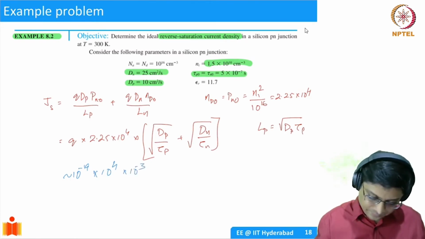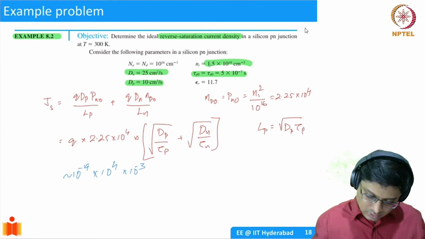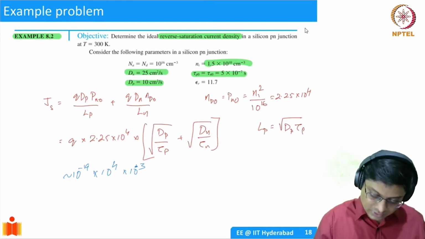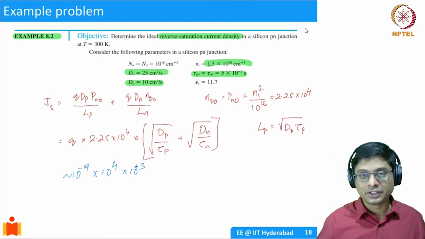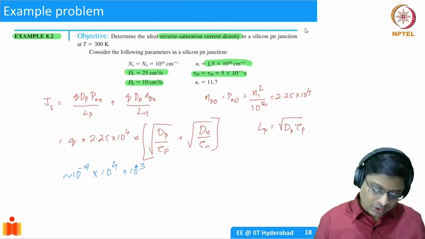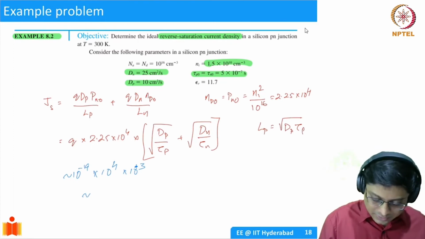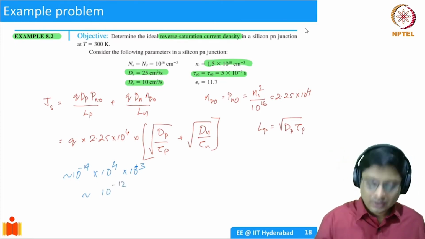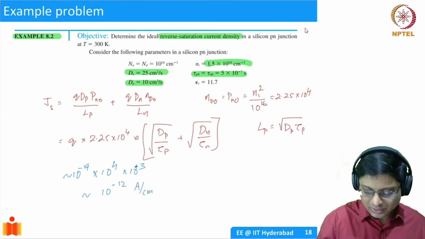Okay. So, oh no, 10 power plus 3. 10 power plus 3, because 10 power minus 7 square root in the denominator gives plus 3 on the top. So essentially it's going to be something of the order of 10 power minus 12, amps per centimeter square.